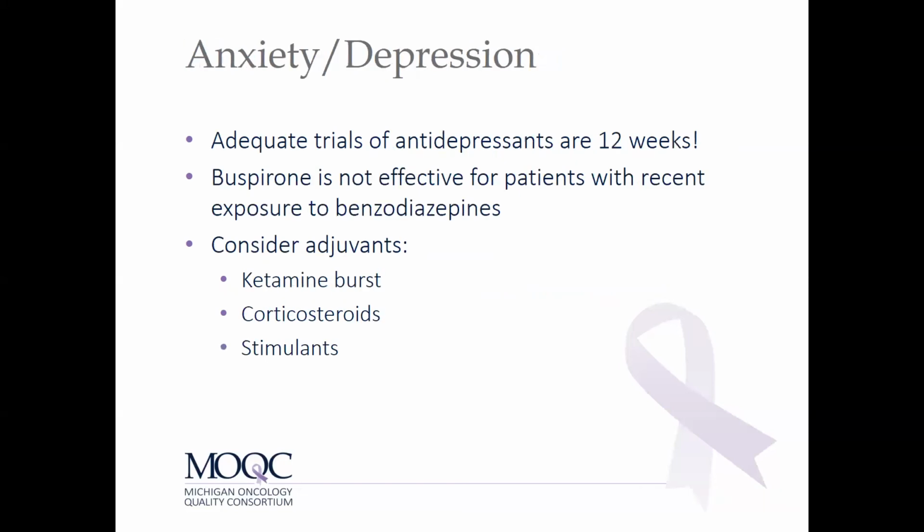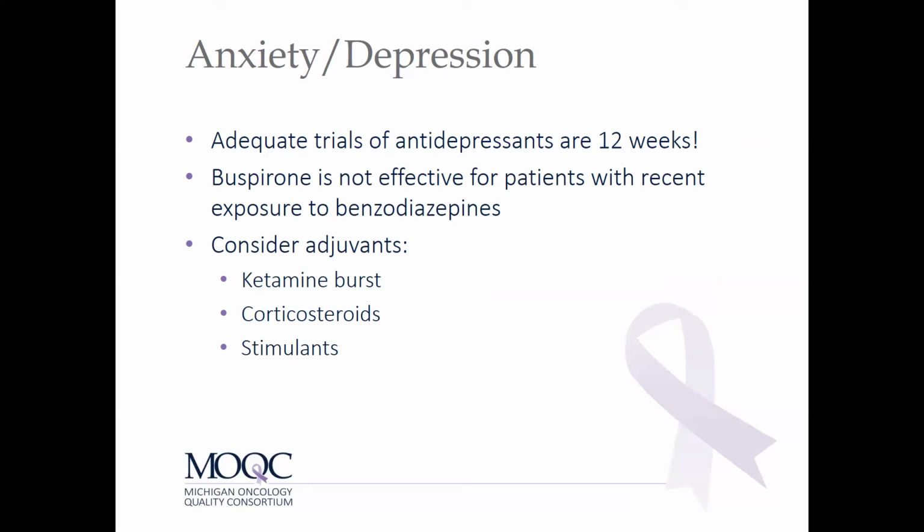Anxiety and depression, this was talked about significantly before, so we won't go into all the details of it. I'm just going to hit some highlights for you here and some of the things that we didn't discuss. So remember that adequate trials of antidepressants are 12 weeks. And what we talked about in the previous presentation was that after one round, only about a third of patients go in remission. So if I'm on round 2 and then I need to give them another 12 weeks, we're at 24 weeks before we know whether or not those patients are going to respond.